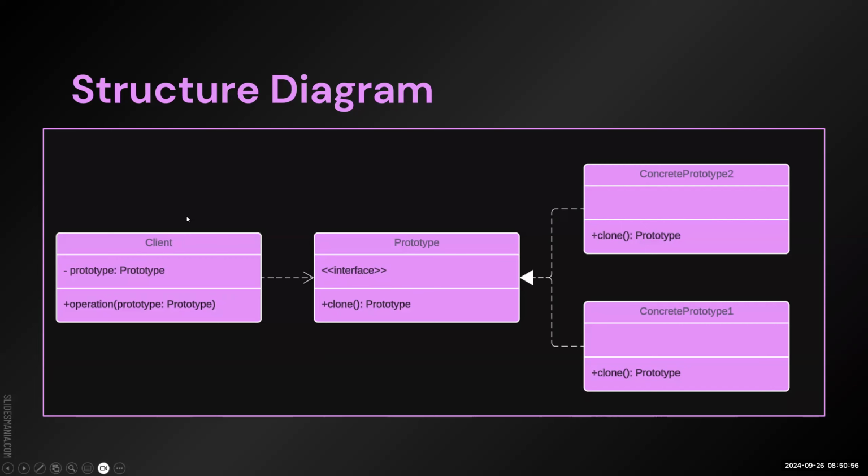So the client is what uses the prototype, but is not aware. You can see that it only uses prototype. It doesn't use any of the concrete prototypes. So it is not aware of the concrete classes that are actually involved, which removes some of that overhead. And the clone method in both the prototype and the concrete class specifies the way that the object would be cloned.